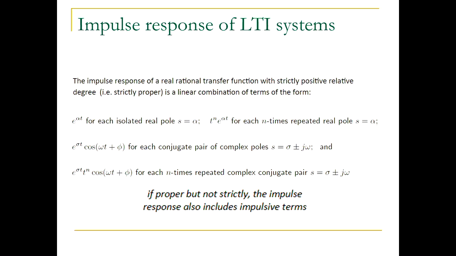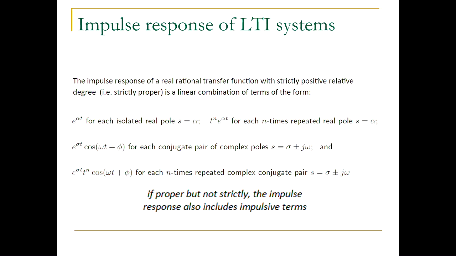Now, if you have repeated poles, and by the way, when I say here n times repeated pole, I mean if there are two poles, it's repeated once. That's how I count them. If there are two poles, I say it's repeated once, because there's one repetition. So if you have poles repeated n times, then you have a polynomial, like t to the power n, times an exponential. That's due to repeated real poles.